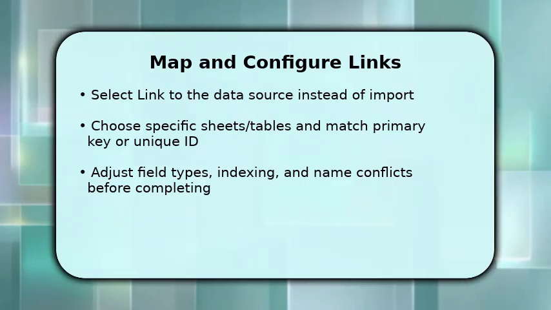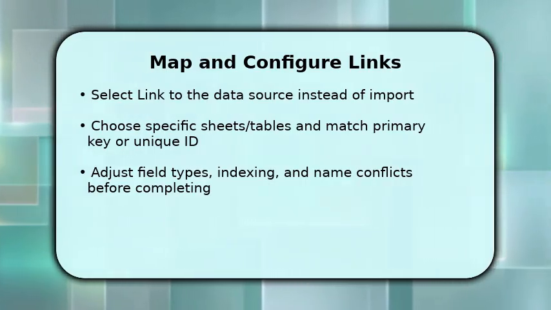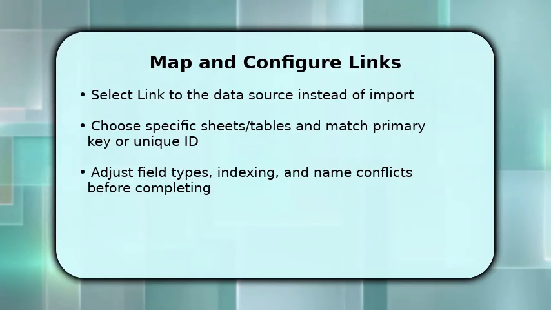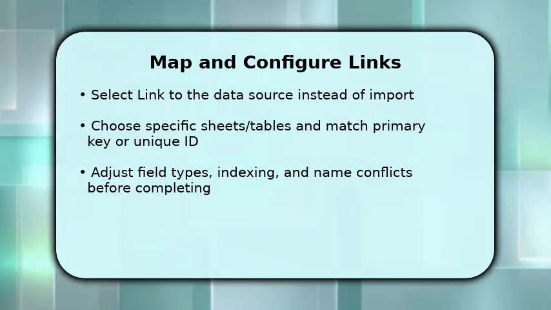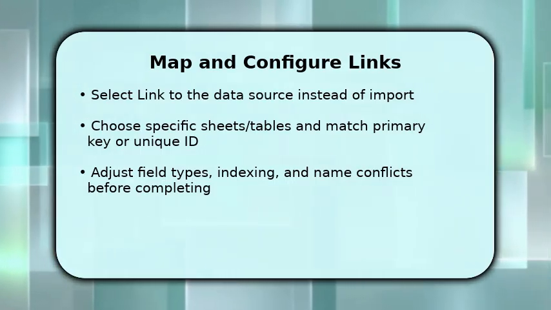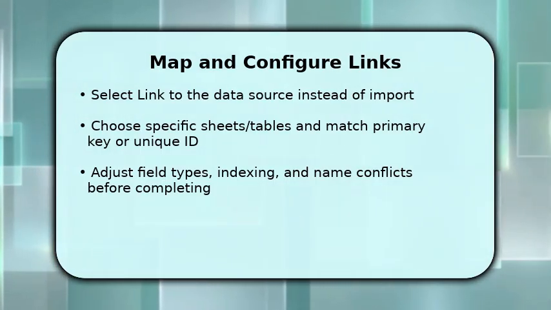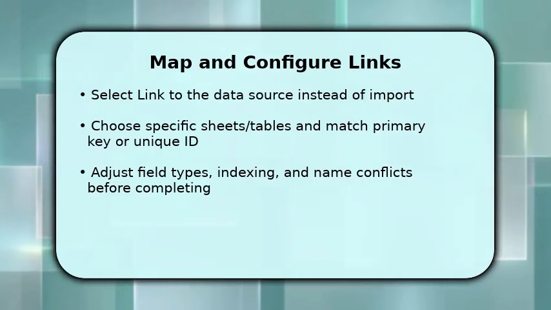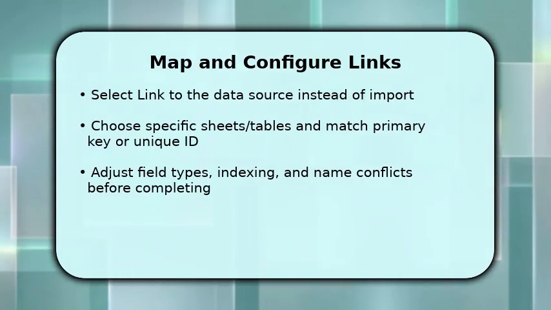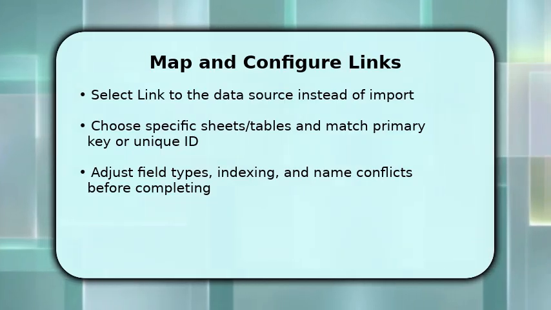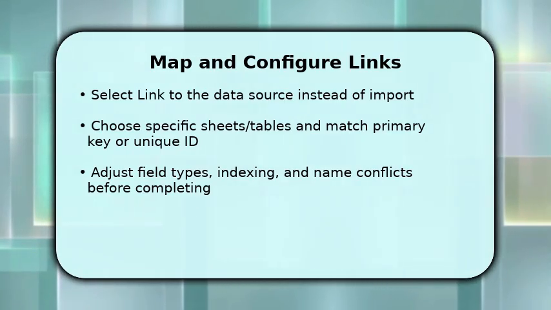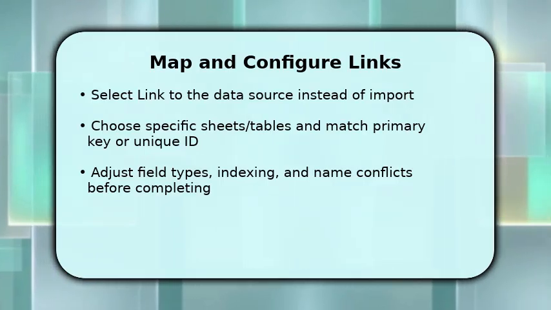Then select the exact sheet or table and tell Access which field acts as the primary key so relationships behave correctly. Make sure field types align, text versus number, or Access will prompt conversions. If names clash, rename on the Access side. Use sensible prefixes. This mapping prevents broken joins and keeps queries reliable across both systems as data changes.